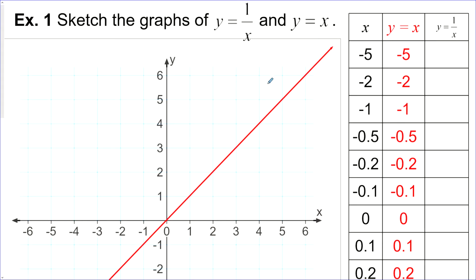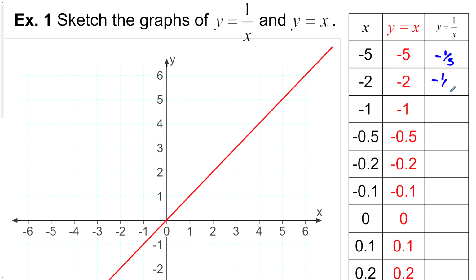So I've already done y equals x here. I've drawn it on the graph, and I've also filled in the table of values just because for y equals x, the y value is the x value here already. Let's do y equals 1 over x. So that would be negative 1 over 5, or you could put negative 0.2 if you prefer.